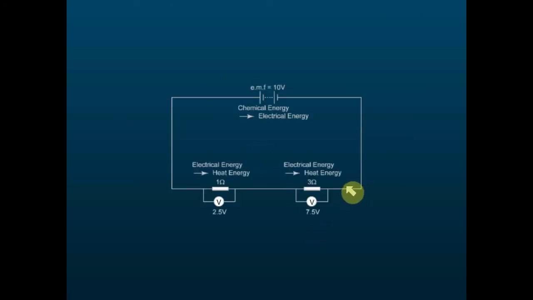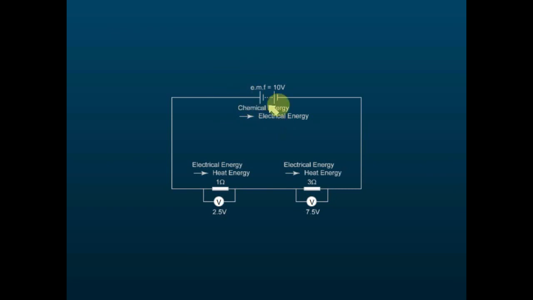Now let's see what this means. What does the EMF mean? From here, we can see that we have a circuit and there is a source of energy. This is a cell, a dry cell. And we know that for a dry cell, the energy is converted from chemical energy. Inside the dry cell, we have this chemical energy, and the energy is converted from chemical energy to electrical energy. So that is from another form of energy to electrical energy.